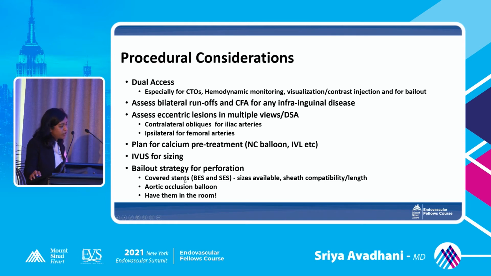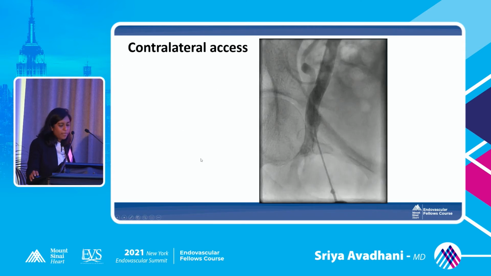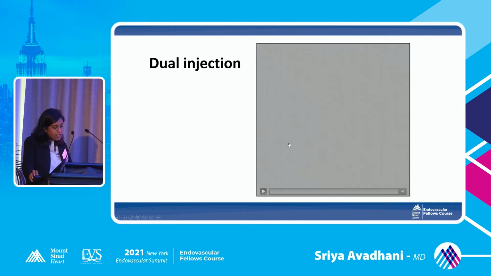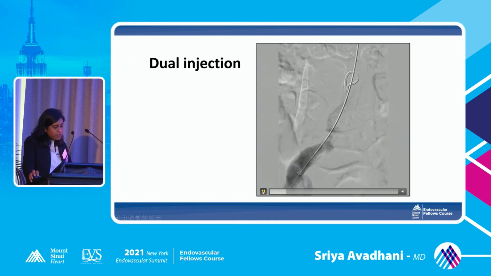And also, most importantly, I think having a good bailout strategy is really important, and having the equipment in the room, because you have very limited time. If you have a perforation or things like that, be familiar with the type of covered stents that are available at your institution, whether it's balloon expandable, self-expandable, and what kind of sheath sizes and sheath compatibility they go with. I think it's really important, and also having aortic occlusion balloons in the room when you're dealing with very calcified iliacs is really important. So we did obtain contralateral access in this case, and we took a better picture with a dual injection.